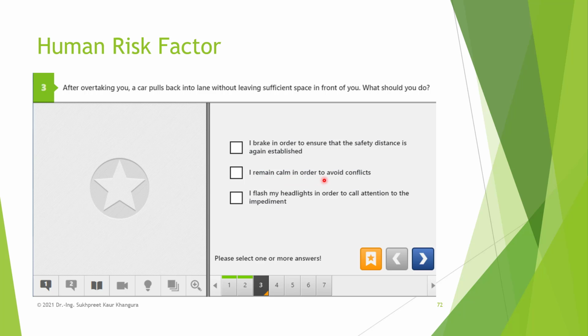I remain calm in order to avoid conflicts. It's very nice that you remain calm. You behave as a defensive and responsible driver, so this is also correct. I flash my headlights in order to call attention to the impediment. This is wrong. This doesn't show the defensive style of driving. Here you are going to be more assertive. The first 2 options are the correct ones.